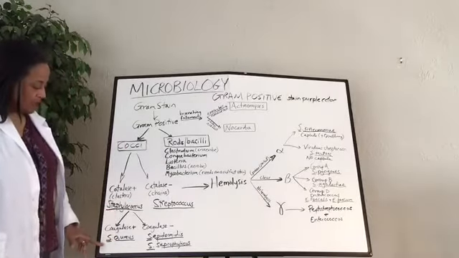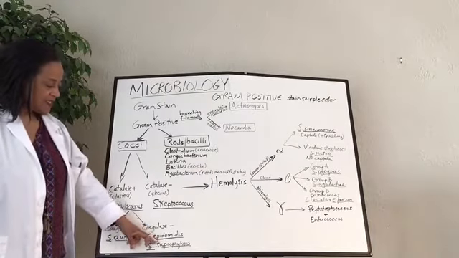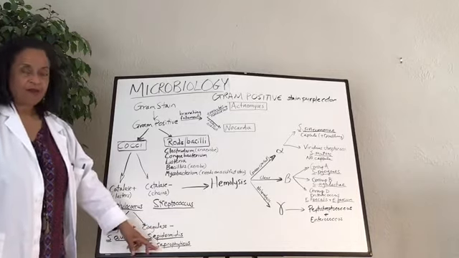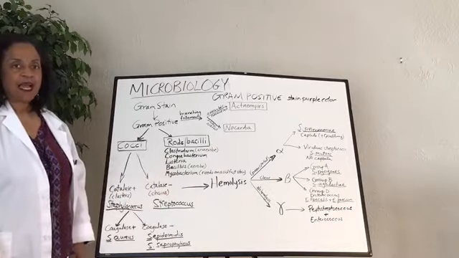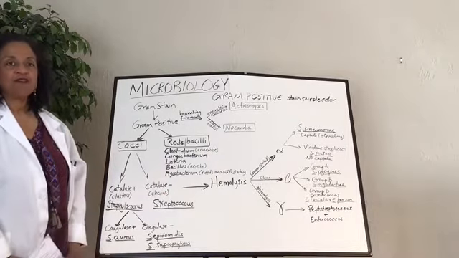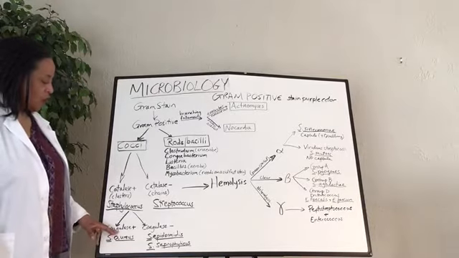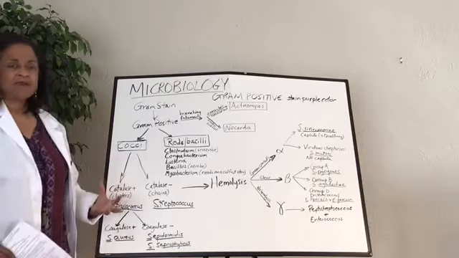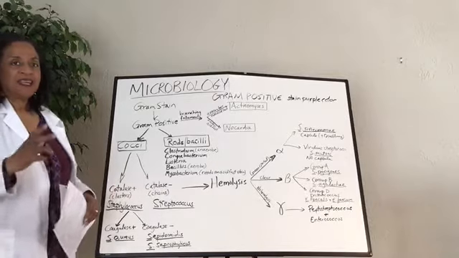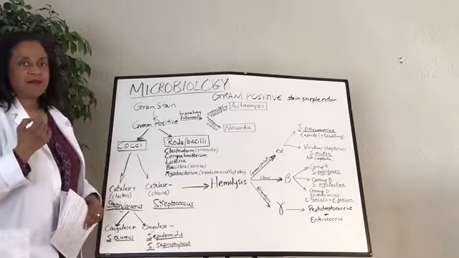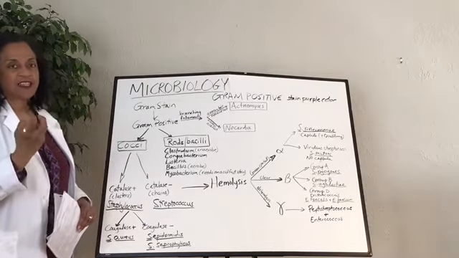Well, now we know we got Staphylococcus. Here we have Staphylococcus aureus, Staphylococcus epidermidis, and Staphylococcus saprophyticus. How are we going to tell the difference between all of these Staphylococcus? Well, there's another test called coagulase. Coagulase really just clots or binds the fibrinogen in plasma. So it causes a clotting.